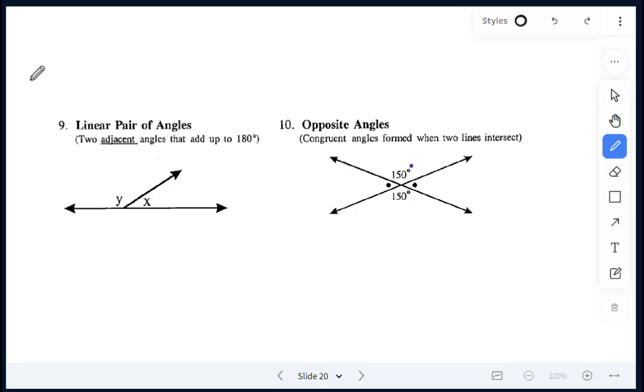Opposite angles. These are congruent angles formed when two lines intersect. So these two lines are intersecting. So this angle here is congruent to this angle here. So these two are opposite angles. And these two angles, shown here as the black dot, are also opposite angles, and those two would be congruent angles.